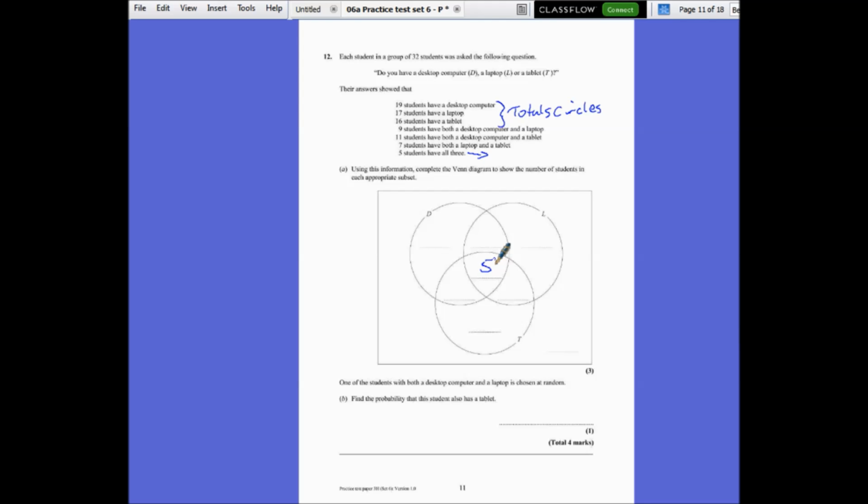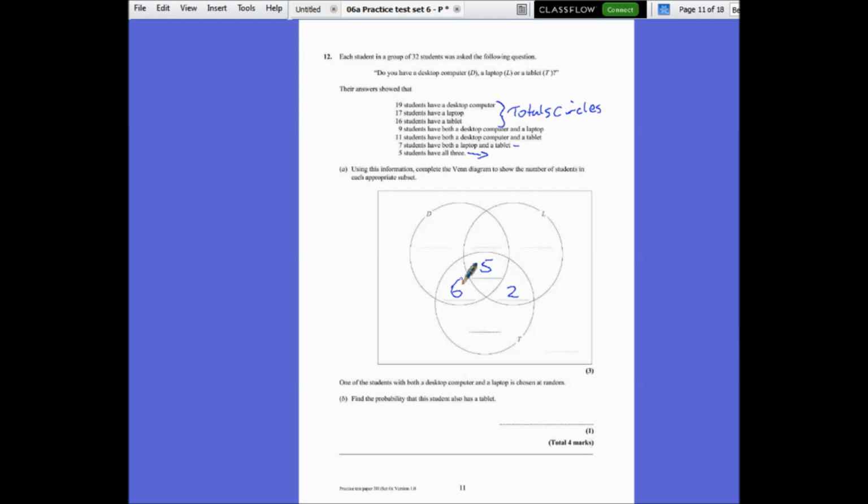So we've got 5 students that have both with a desktop, but that must mean that there's 2 that just have both. The next one we can do is that 11 students have a desktop computer and a tablet. We already know that 5 of them have a desktop and a tablet. That means that there must be 6 left that have just a desktop and a tablet.